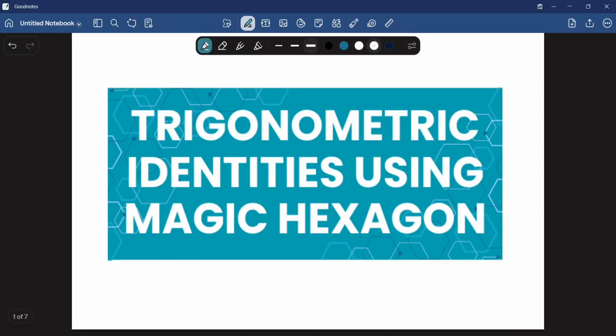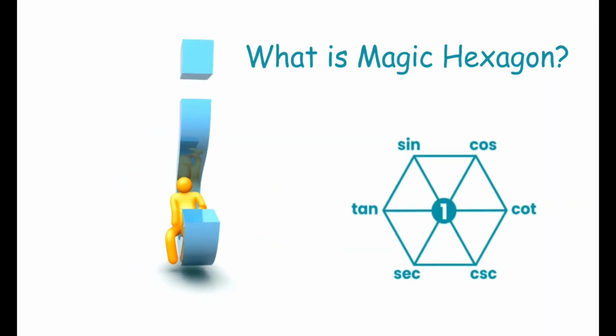Hello everyone! For today's lesson, we will learn how to use the Magic Hexagon to understand and remember trigonometric identities more easily. This method will help us see the patterns between the trigonometric functions instead of just memorizing formulas. Now, what exactly is the Magic Hexagon?